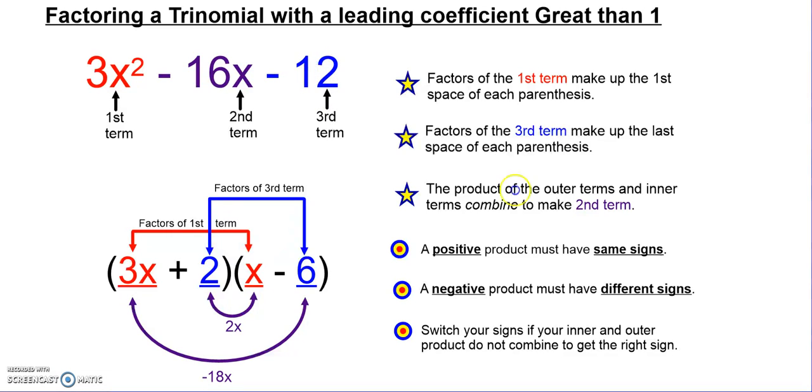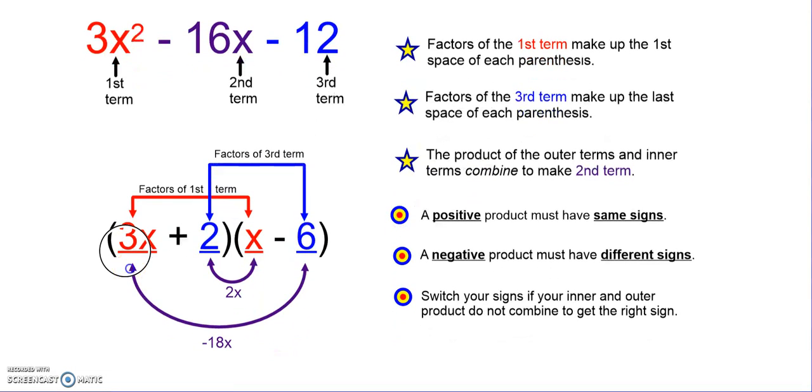Now when I'm talking about the product of the outer term and inner term, so the outer terms are these ones. So if I multiply 3 times negative 6, that gets negative 18. If I do 2 times x, that gets 2x. And if I combine those two, negative 18 plus 2x, that gets that middle term. So if you want to pause and look this over, hopefully it'll make a little sense. But we do got to start trying these.